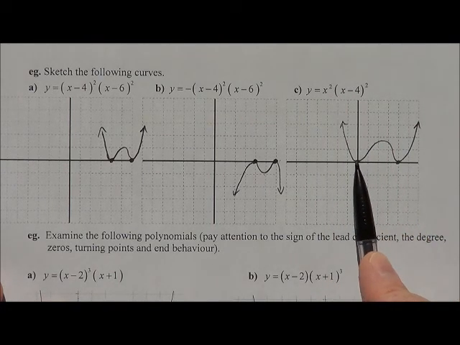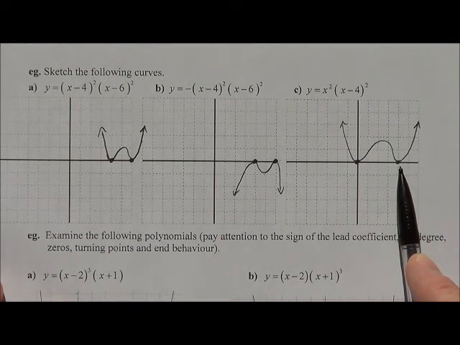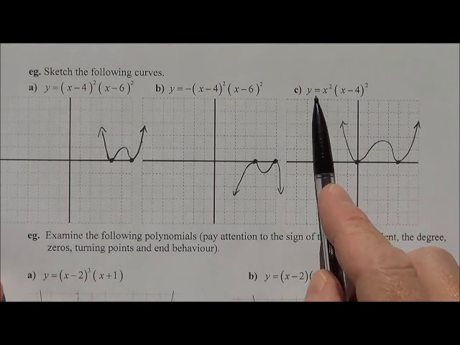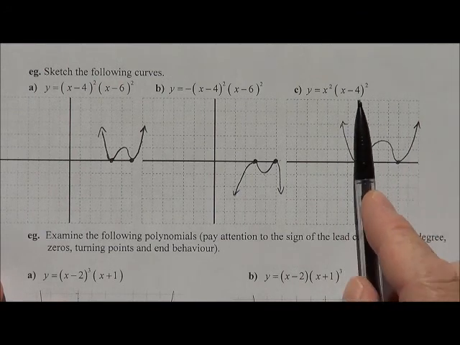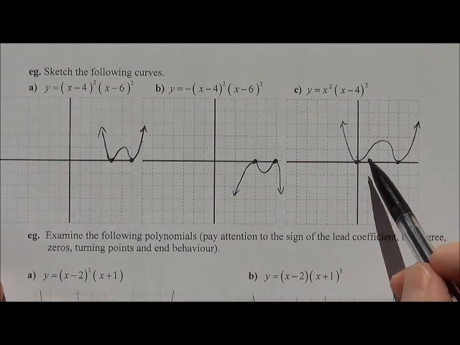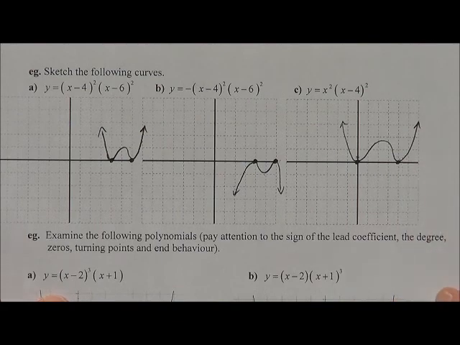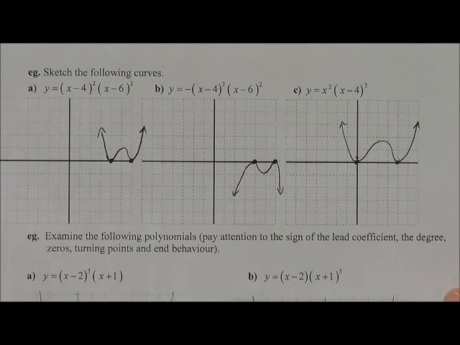And again now, quadratic roots at 0 and at x equals 4. Opening up because of the lead coefficient. W shape because it's degree 4. 2 double roots at 0, 2 double roots at 4. So there's 4 roots, but only 2 distinct zeros at x equals 0 and x equals 4.